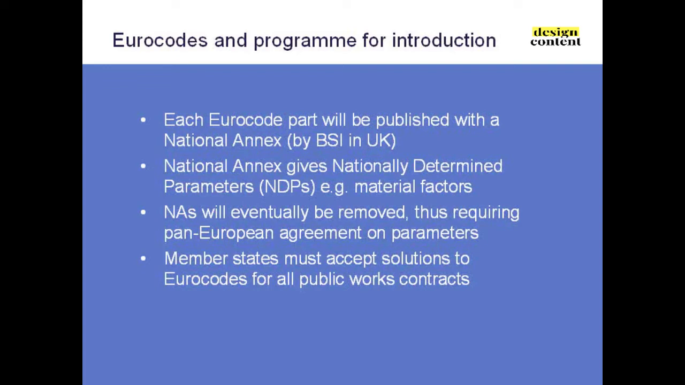So each member state's been under pressure from CEN to try and keep national annexes and recommended values as close as possible to the Eurocodes, because it will just be a much bigger job to get consensus later on if everybody's changed all the recommended values. And we haven't had too much trouble in doing that, to be honest, in the UK. There have been calibration exercises done, and generally we've managed to accept the recommended factors.